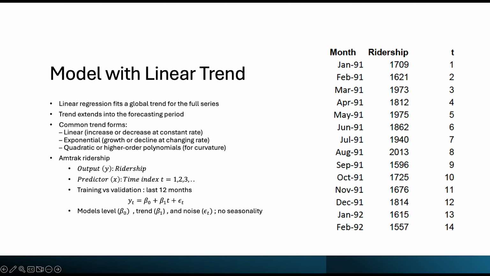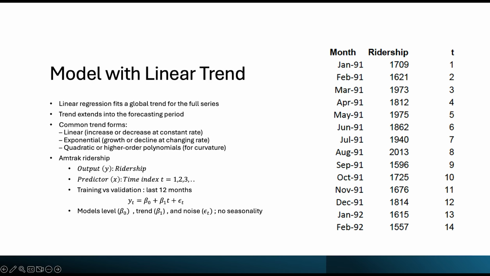So in our example, Amtrak ridership, we have the month as our time, and we have the ridership. So the response variable or the output is the ridership. We would like to get information about the ridership, and our predictor is going to be the time for the trend. So we're going to give the first time point, number one, second time point, number two, and so on. So this is going to be my predictor, and this is going to be my response or output variable.